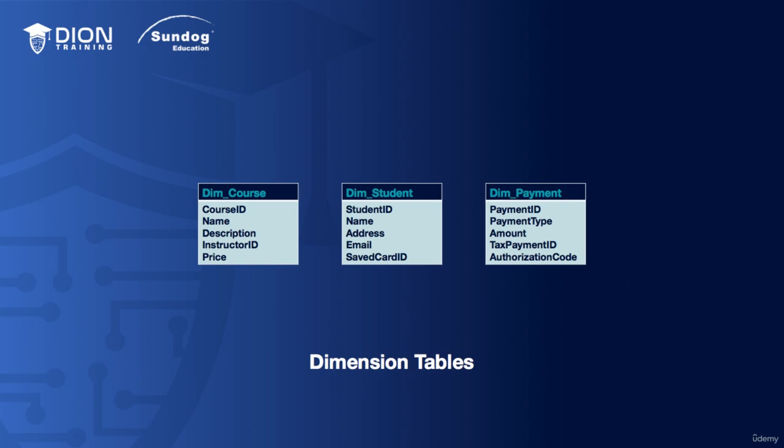I might also have a dim student table. That's a dimension table for the student, in this case tied together by the student ID, and that might contain information about the student such as their name, address, email, and maybe their preferred payment method or something like that. And finally, I can split out my payment ID into a payment dimension table. That's tied together by the payment ID key and might include things like the payment type. What kind of credit card was it? Was it PayPal, something else? The amount of the payment, any tax payments associated with it, the authorization code that came back from the payment processor, stuff like that. So these are examples of dimension tables.